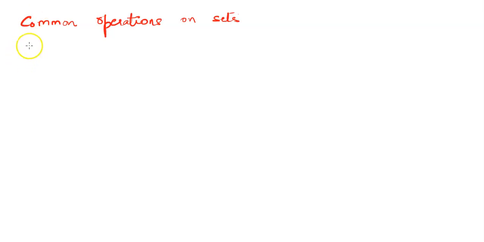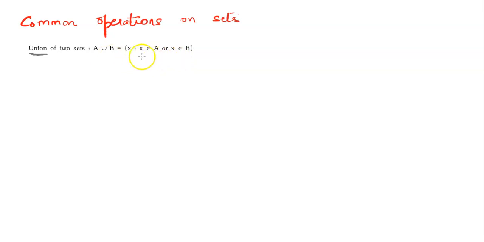In this video, we will talk about common operations on sets. One of the most common operations on sets is what we call union. It is represented by a symbol which looks like a U, and we say A union B. What it means is that it is an X which belongs to A or belongs to B.